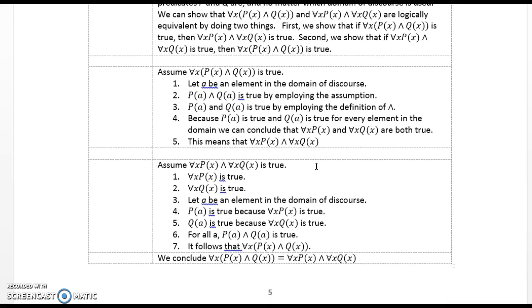Assume that for all x, P of x and Q of x is true. Let A be an element in the domain of discourse. Then P of A and Q of A is true by employing the assumption. P of A and Q of A is true by employing the definition of and. Because P of A is true and Q of A is true for every element in the domain, we conclude that for all x, P of x, and for all x, Q of x are both true. This means that for all x, P of x, and Q of x.